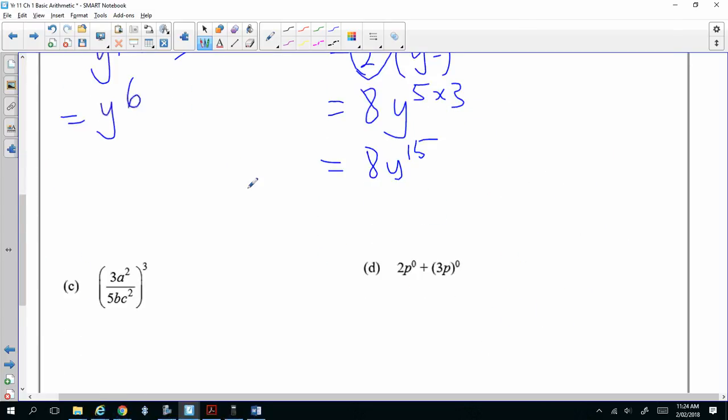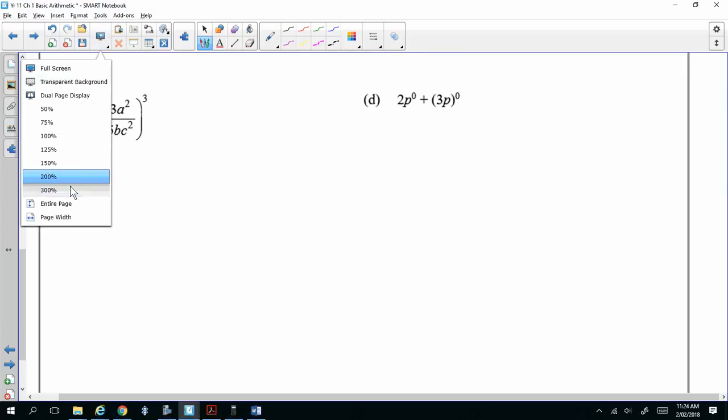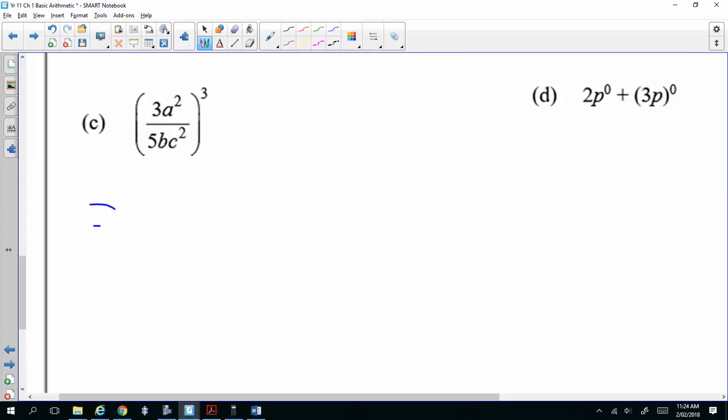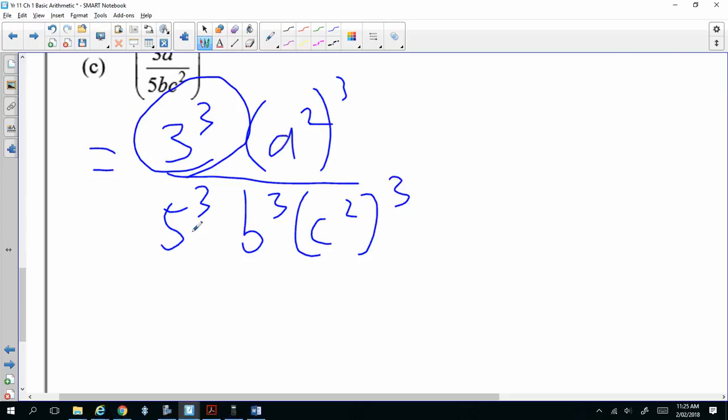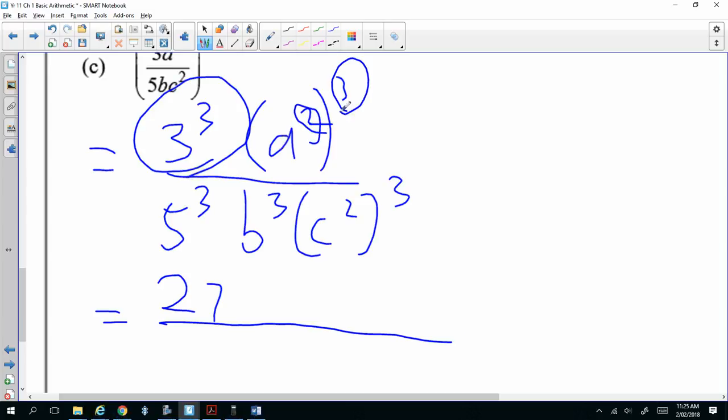Next one, you distribute the power again, just more work. So you go 3 to the power 3, a squared cubed, 5 cubed, b cubed, c squared cubed. Then you simplify each. If it's a number, you have to work out what that is. So that will be 27, or you can check on a calculator. This one is 2 times 3, which is 6. This is 125, b cubed, and then c to the power of 6. Okay, good. Done.